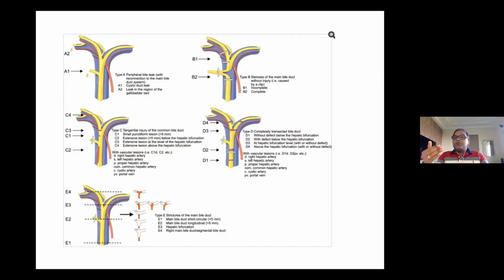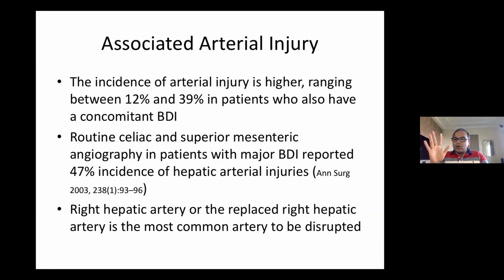I will tell you why they have taken it into consideration, because a very important cause of these benign biliary strictures is associated arterial injury to the biliary system, and the incidence is very high, ranging from 12 to 39% of the patients who have bile duct stricture have associated arterial injury. And there is an article in which they have done angiography in all biliary duct injury cases, and they have seen that there is some sort of angiographic abnormality in the form of injury seen in 47% of cases.